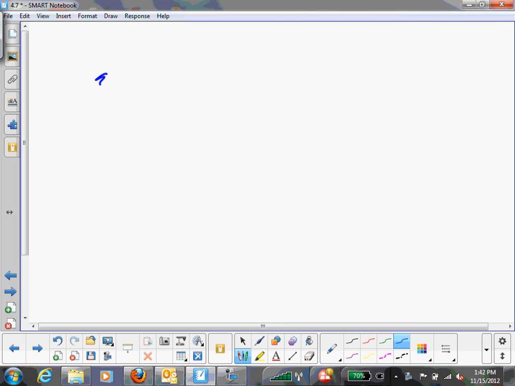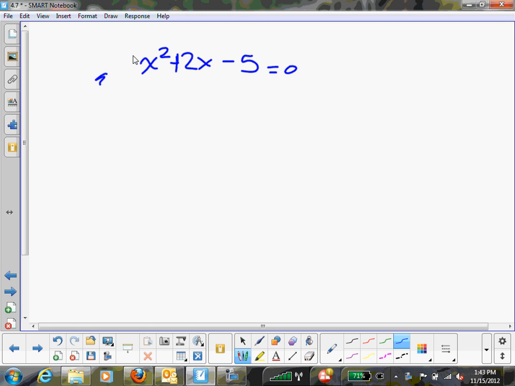Completing the square, starting just with x squared plus 2x minus 5. You can do this again with me or on a separate sheet of paper, write some notes on there, but mark this up. This is set equal to 0. We're trying to find a solution. This is not factorable. The problem is the negative 5. There is nothing that factors from negative 5 that gives me a positive 2.